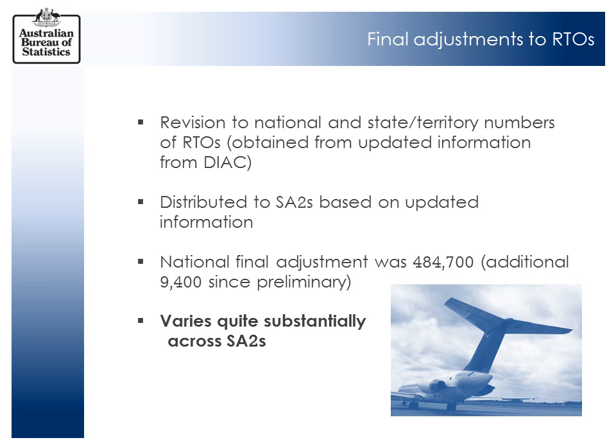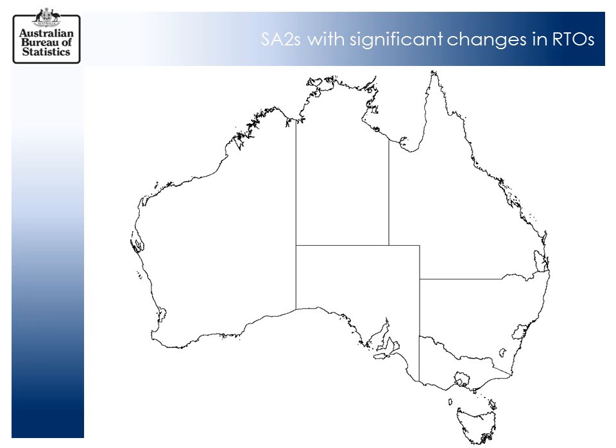For example, Perth City had around 1,600 RTOs added to its census count, or around 5% of its population. St Kilda in Melbourne had just over 1,000 RTOs added, around 4% of its population. Some SA2s also had significant revisions to the number of RTOs between preliminary and final rebasing. Here are some examples. The largest upward revision was in Liverpool Warwick Farm in Sydney.